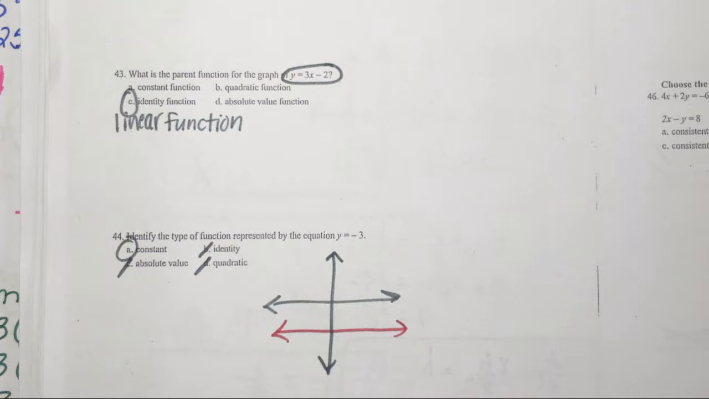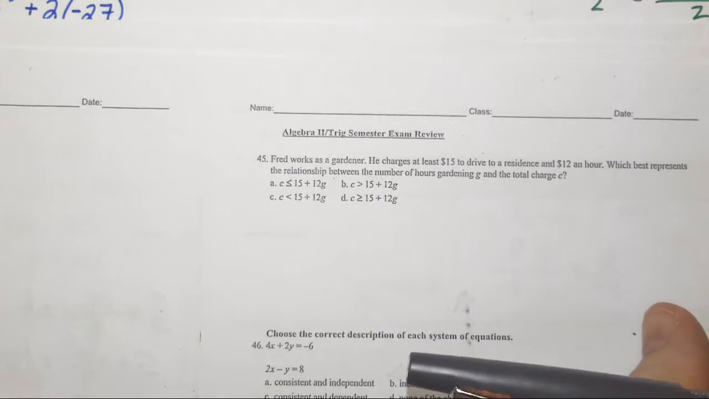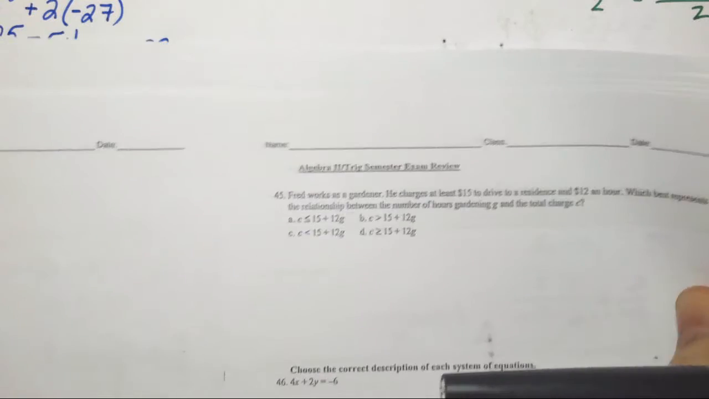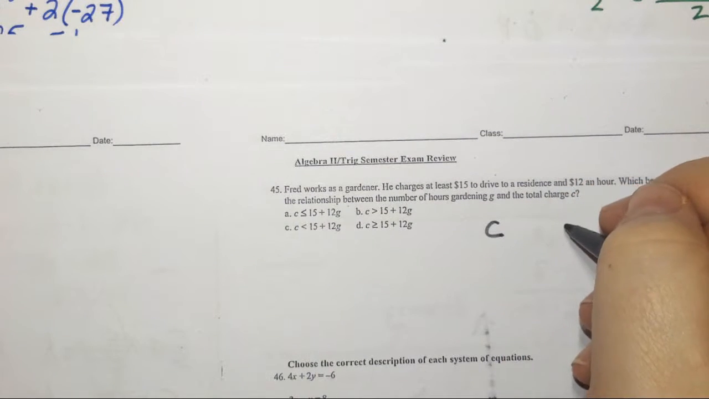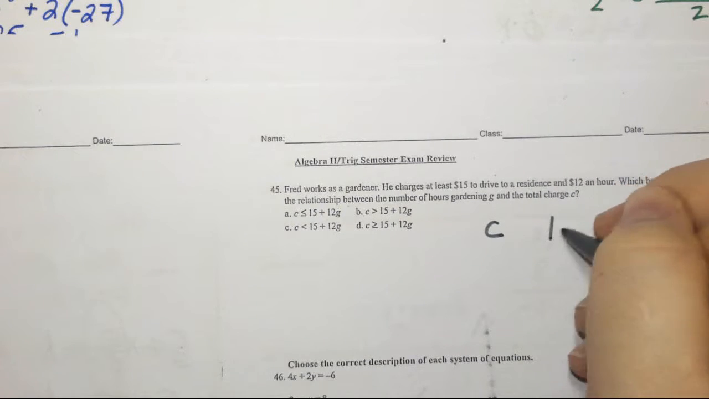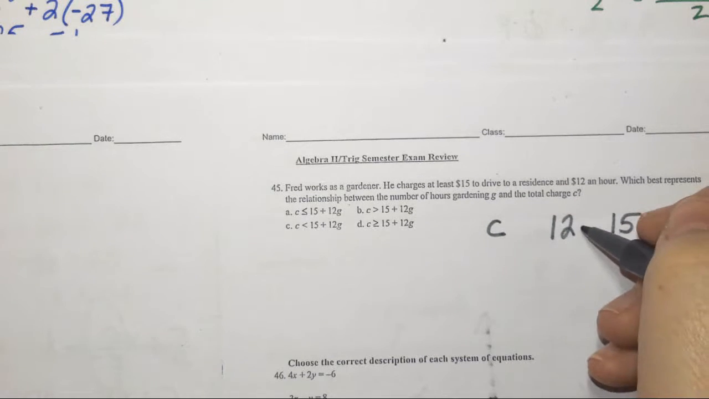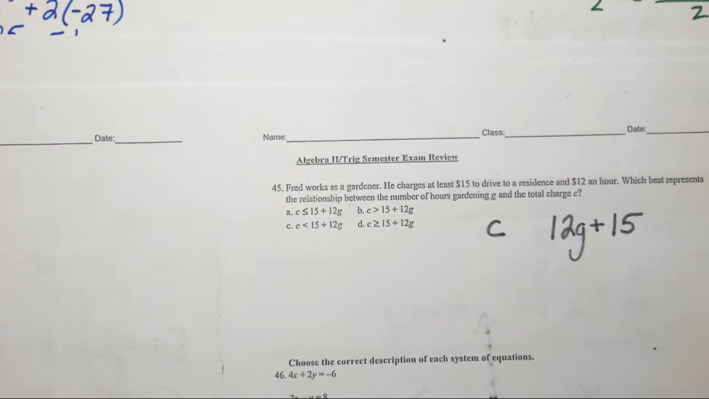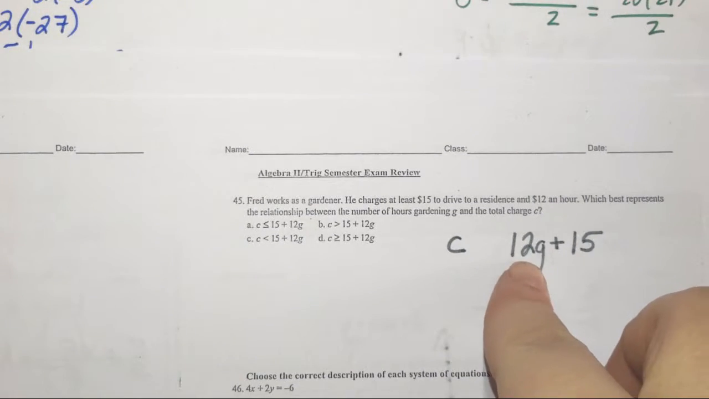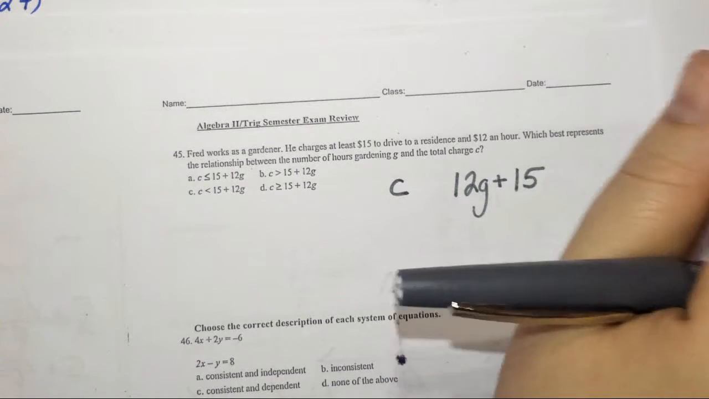45. Oh no, they use words. Fred works as a gardener and he charges at least $15 to drive to a residence and $12 an hour. Which best represents the relationship between the number of hours gardening and the total charge? C. So with the total charge, he charges at least $15 and $12 an hour. So somehow there's a 12 and a 15. We're going to put the G by the 12 because it's happening per hour. So if he worked 3 hours, he would get 36 plus $15. If he worked 1 hour, he would get 12 plus $15.